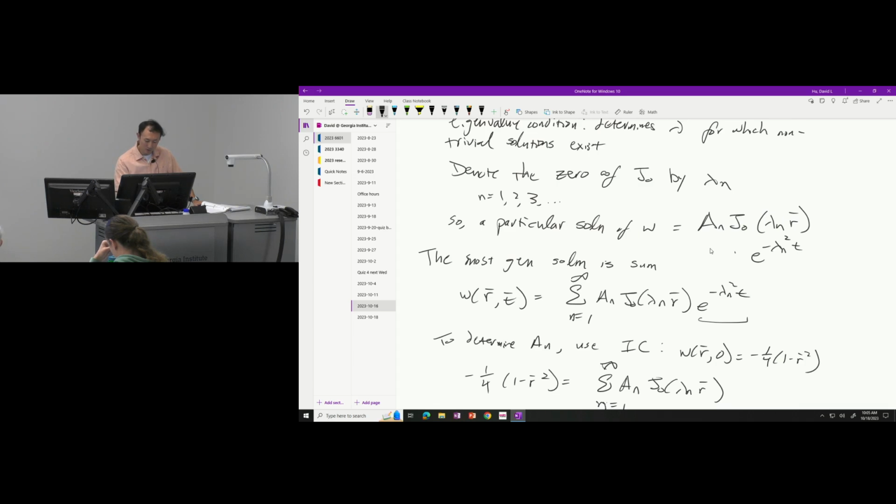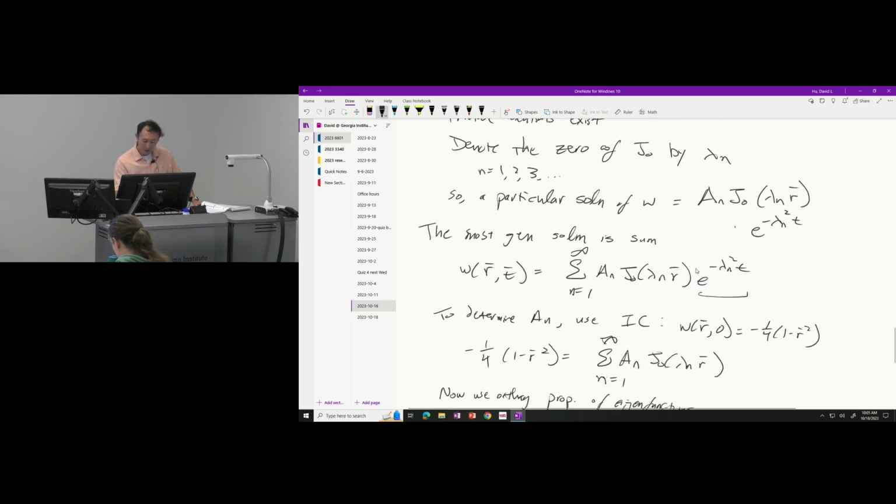So W has lots of solutions, and they look like this. We're going to write this W as a sum of all these solutions of the Bessel equation, with lambda n from 1 to infinity. And I've just copied down the solution for capital T over here. Okay.